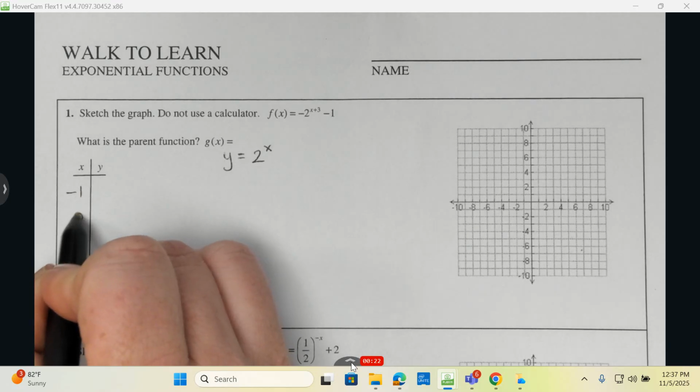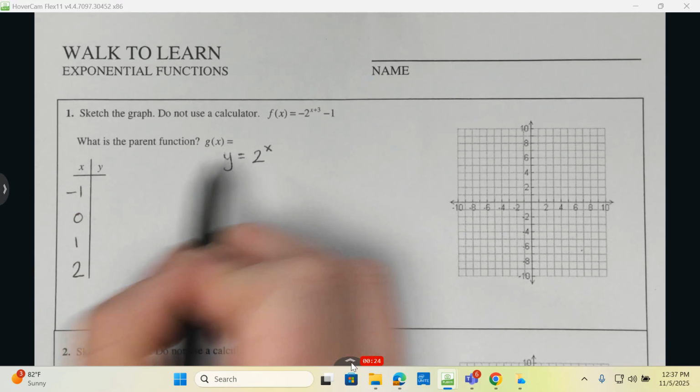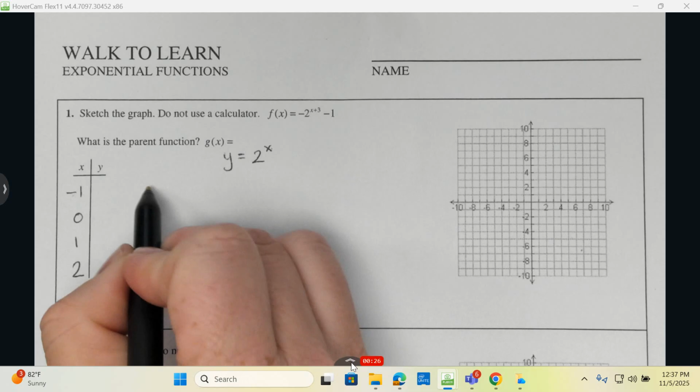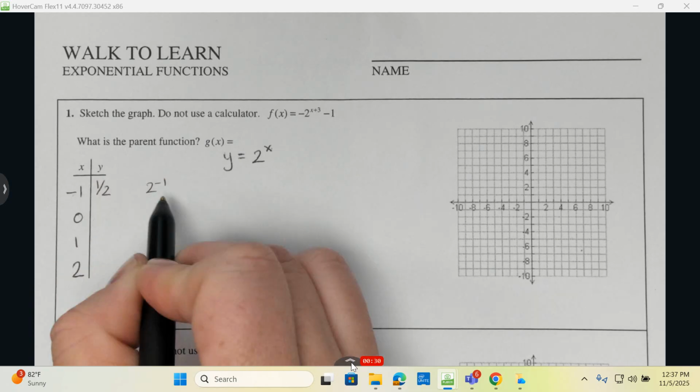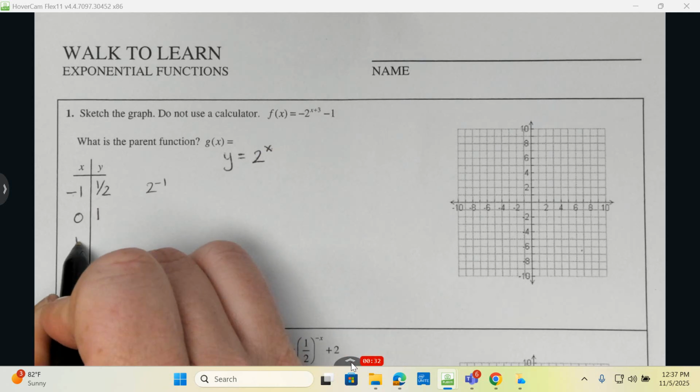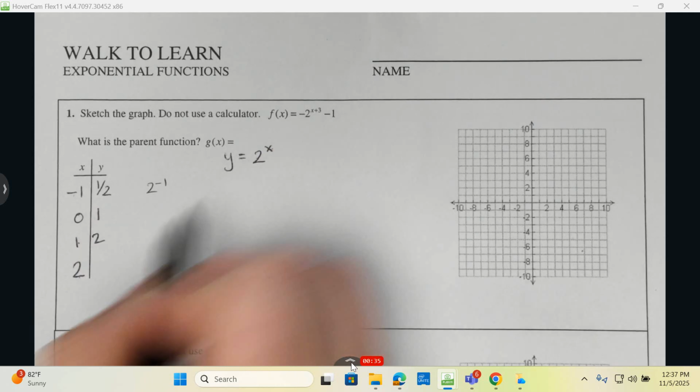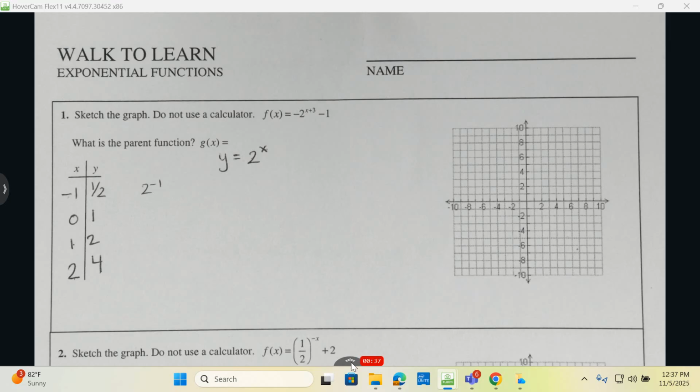Let's do -2, 0, 1, and 2. If I plug in a -2, 2 to the -2, for those that like to see that, it's not happy, so it's going to go to the bottom, and now it's happy. 2 to the 0 power is 1, 2 to the first power is 2, and 2 squared is 4. So these are the ordered pairs associated with this basic parent function.